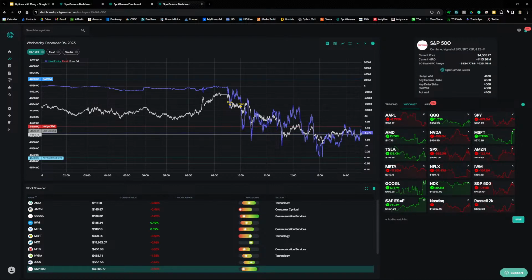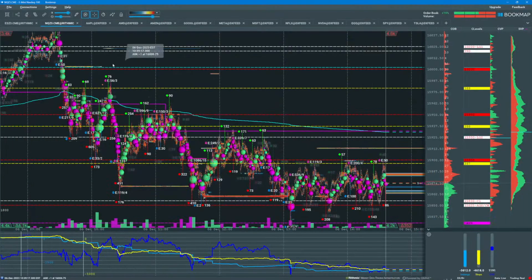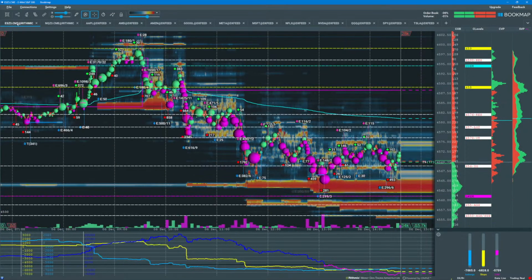Let's go back, one final look at the S&P 500. All right, so still in consolidation mode. All right, Ryan, I'm glad your calls are looking good.